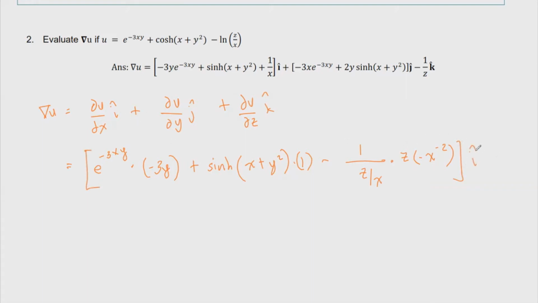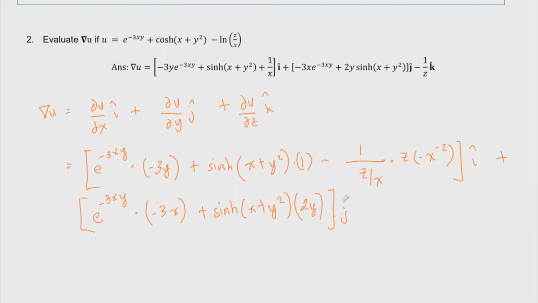Okay, and then this is enclosed to i hat. Okay, then for the next term we have y, so we also have e raised to negative 3xy, but in this case we have times negative 3x, and then plus sinh of x plus y squared, but in this case, since it's y, we have 2y, and then minus, so that's minus 0 because we don't have any y here, so we can now enclose this to a bracket or brace, and then just have this j hat.